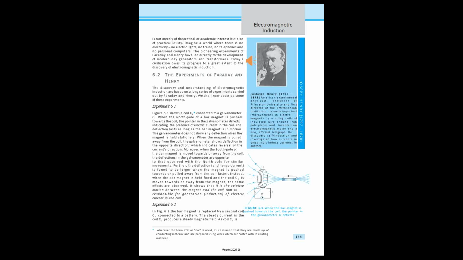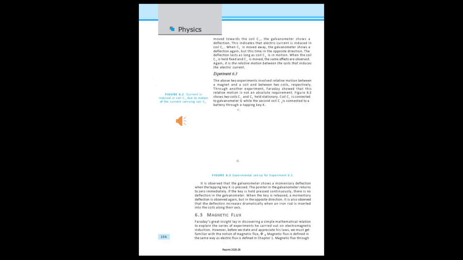Experiment 6.2. In figure 6.2, the bar magnet is replaced by a second coil C2 connected to a battery. The steady current in the coil C2 produces a steady magnetic field. As coil C2 is moved towards the coil C1, the galvanometer shows a deflection. This indicates that electric current is induced in coil C1.